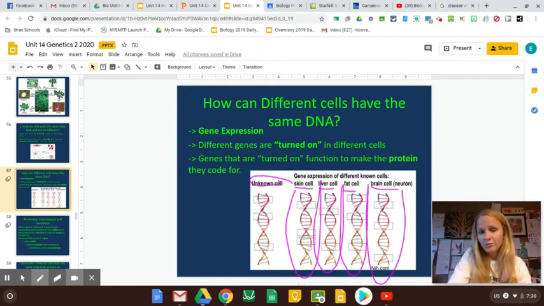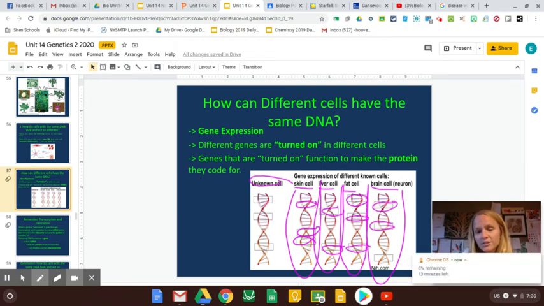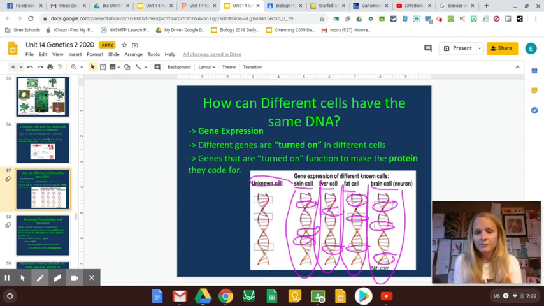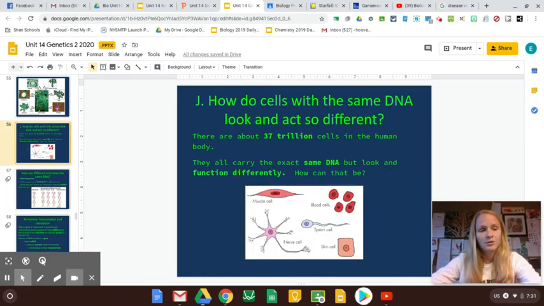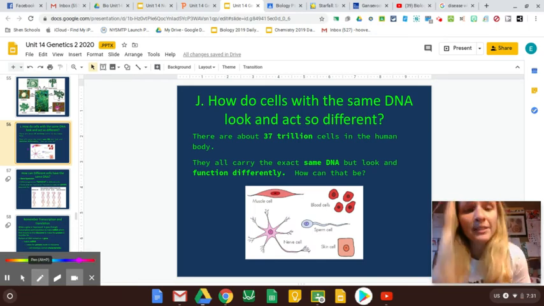Okay, so a skin cell maybe uses this gene, this section, and this section. A liver cell uses this one and this one. Maybe a fat cell uses this gene and this gene and this gene. And maybe a brain cell uses this gene, and this gene. Okay, so just an example. So maybe they only make the protein that makes them look like a brain cell, or they only use the protein that makes them look and act like a blood cell.